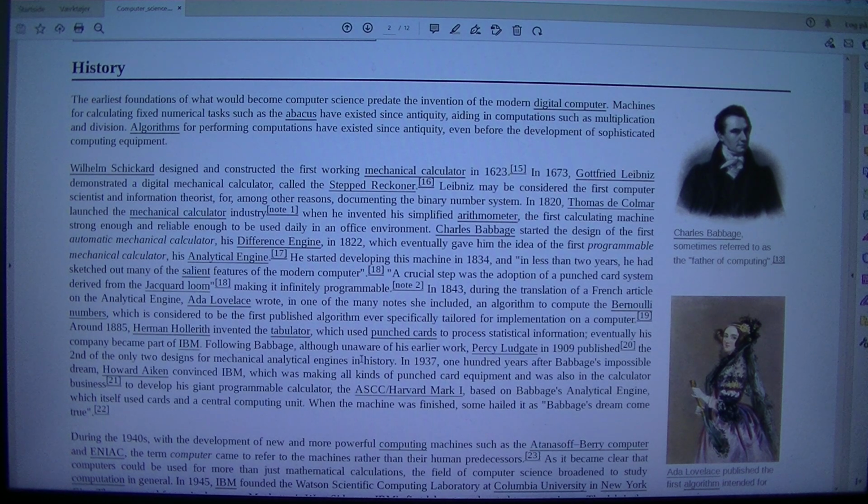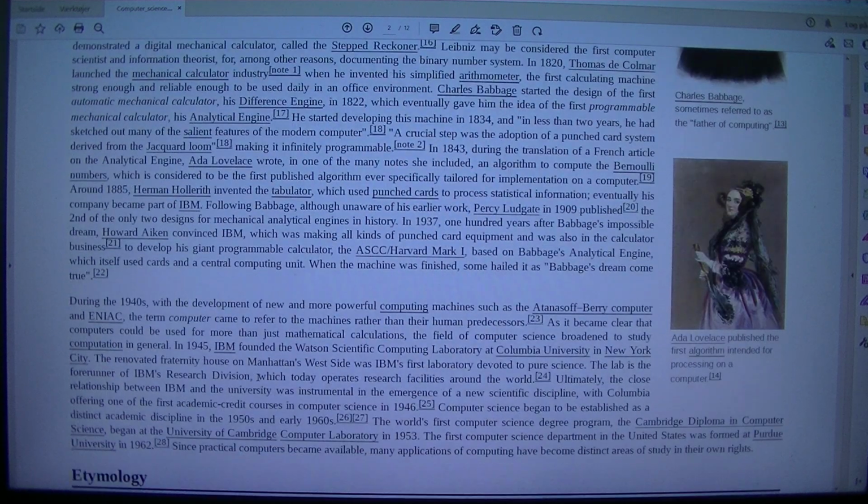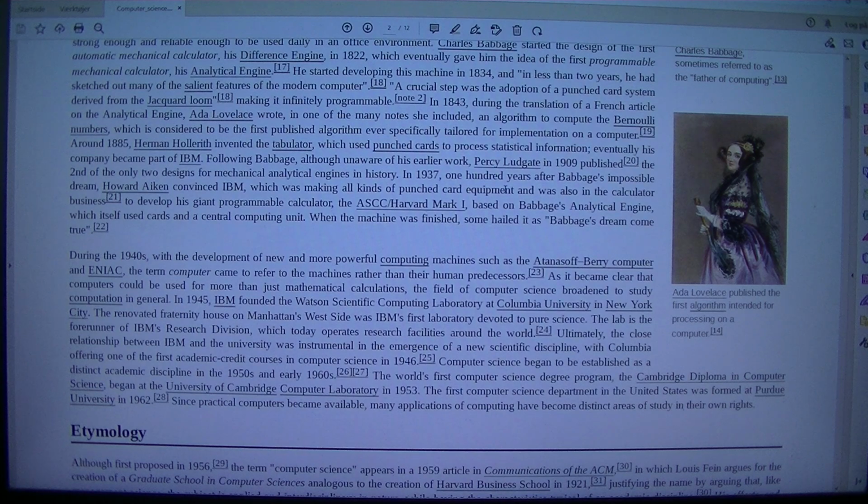Following Babbage, although unaware of his earlier work, Percy Ludgate in 1909 published the second of the only two designs for mechanical analytical engines in history. In 1937, 100 years after Babbage's impossible dream, Howard Aiken convinced IBM, which was making all kinds of punched card equipment and was also in the calculator business, to develop his giant programmable calculator, the ASCC/Harvard Mark I, based on Babbage's analytical engine, which itself used cards and a central computing unit. When the machine was finished, some hailed it as Babbage's dream come true.